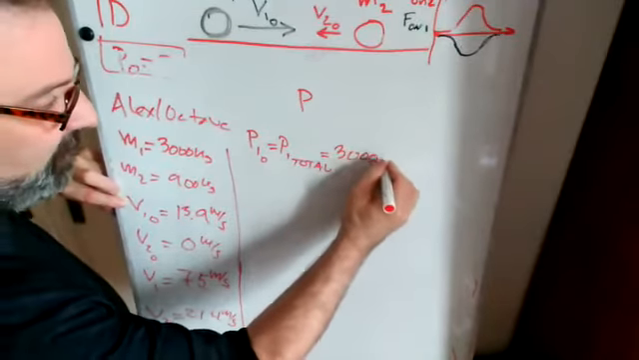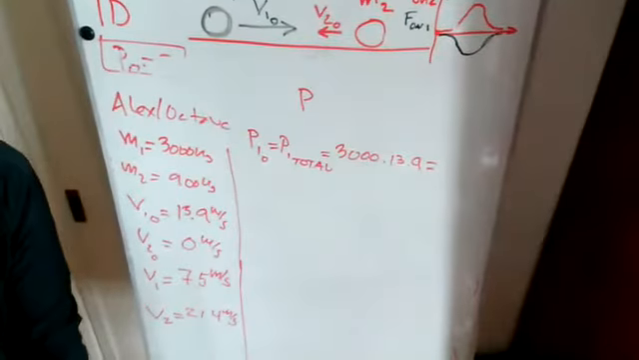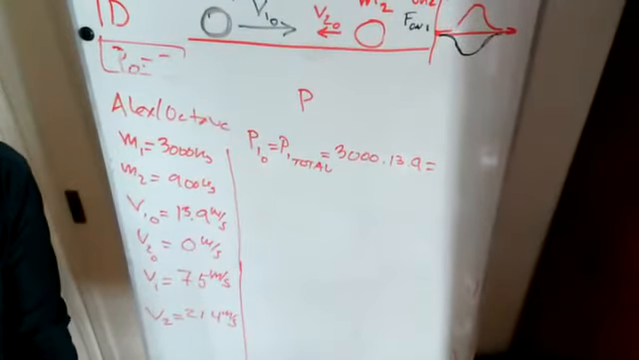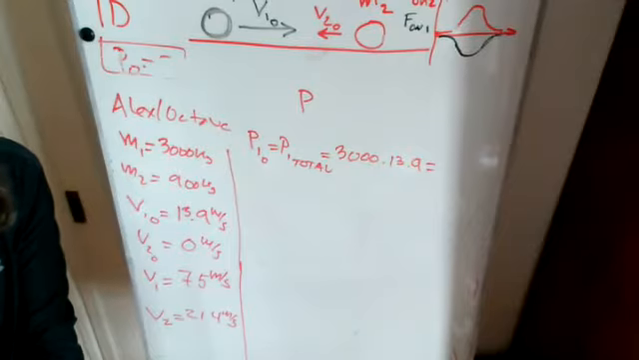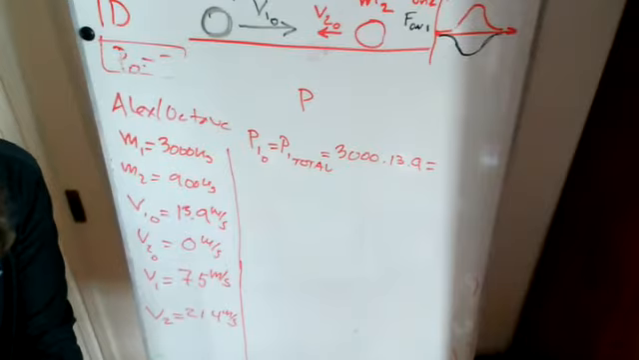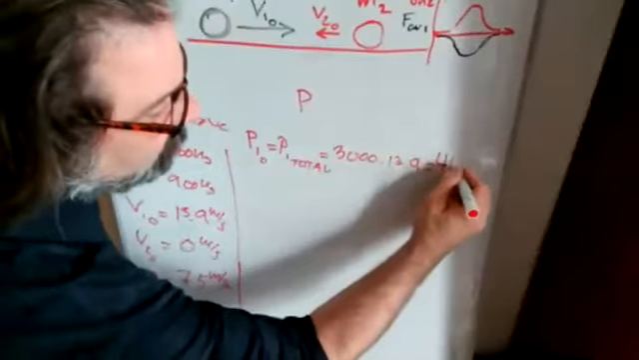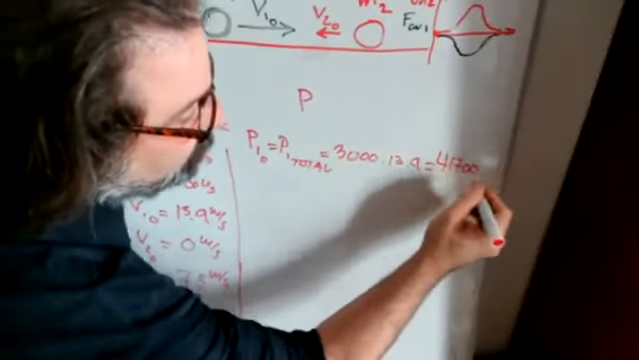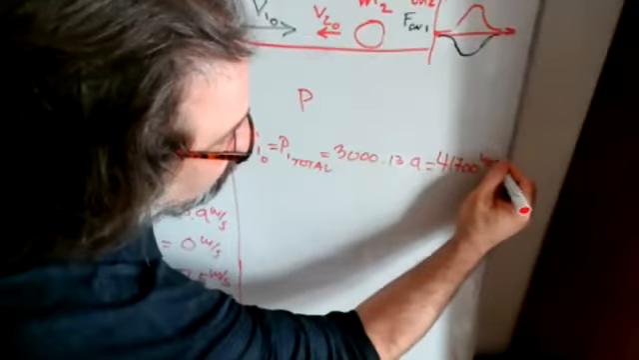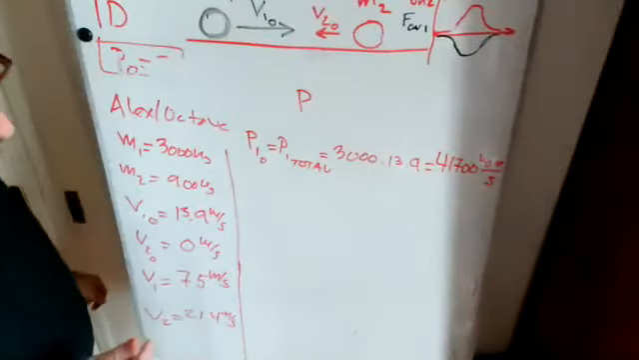We have 3,000 times 13.9, and let's double check that to make sure it works out the way we think it should. If I put that in my calculator, 3,000 times 13.9, I get 41,700. And for the unit, it's kilogram meters per second. There's no separate unit for momentum.